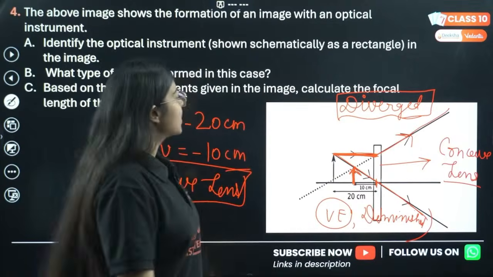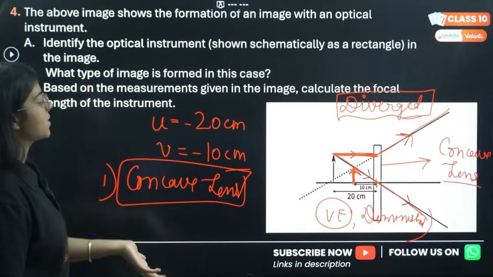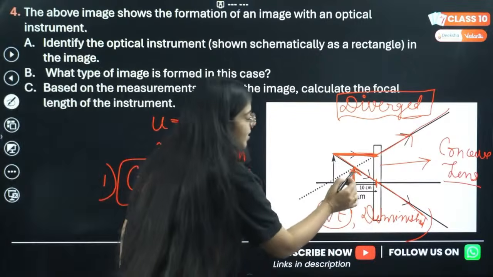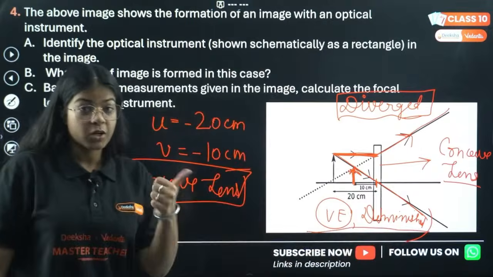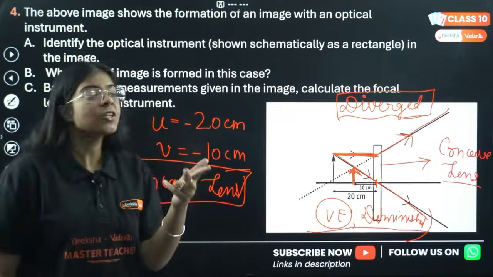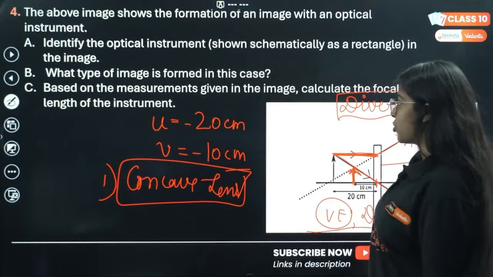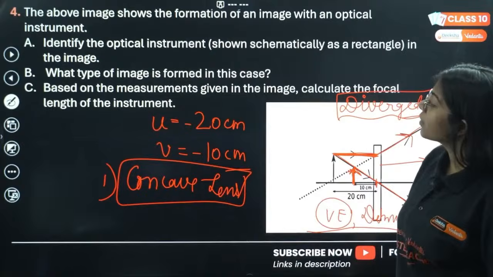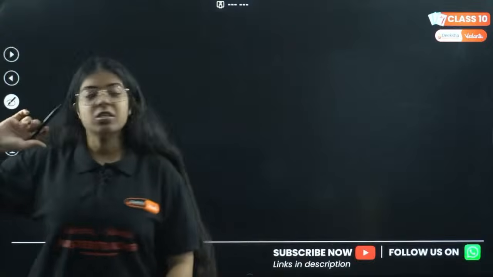Correct? Let's see the second question, B part. What type of image is formed in this case? We already answered that. It is a virtual, erect and diminished image. Third point says, based on the measurements given in the image, calculate the focal length of the instrument. So it is just very simple.